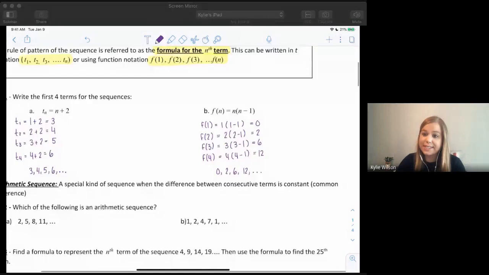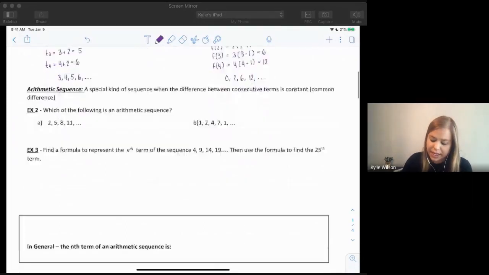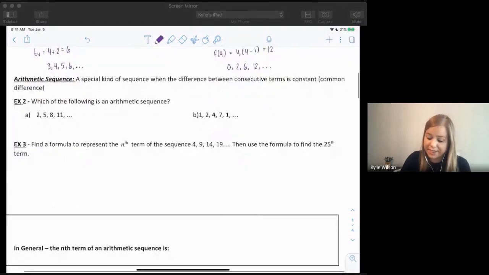So this lesson is going to focus on our arithmetic sequence, and then the pre-recorded lesson after this will focus on a different kind of sequence. So an arithmetic sequence is a special kind of sequence where the difference between consecutive terms is constant, or known as a common difference. So in other words, I'm going to be adding or subtracting by the same number each time as I go up. So let's look at example 2, and we need to identify which one of these is an arithmetic sequence.